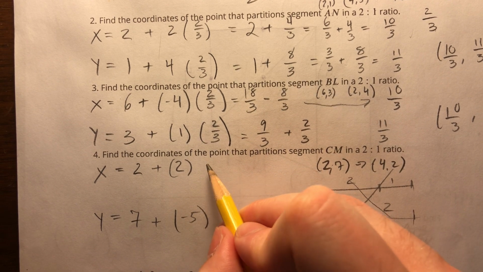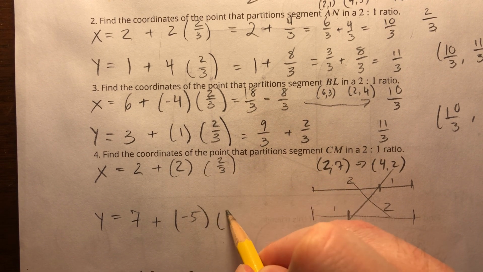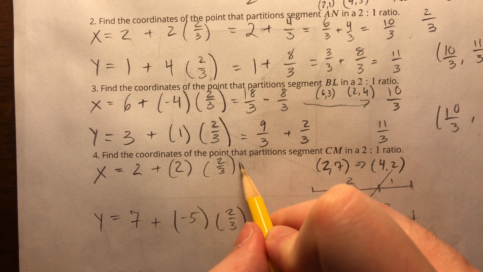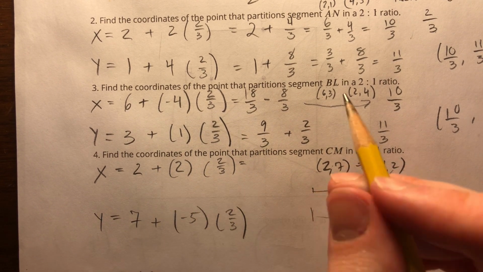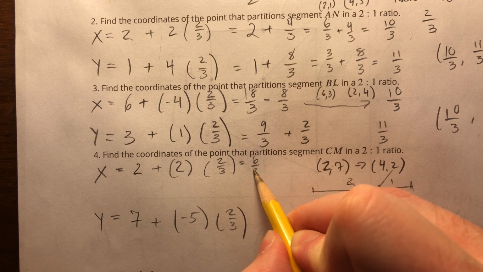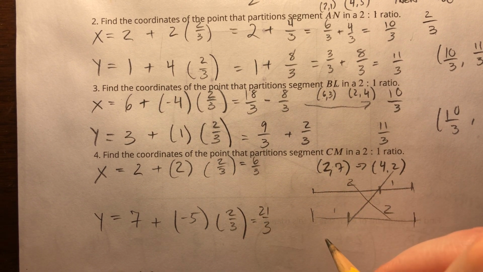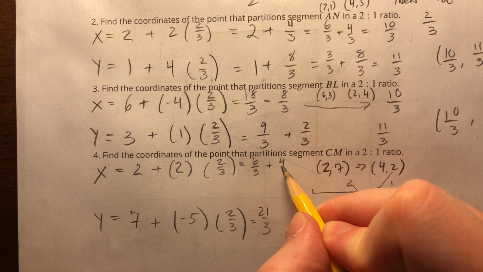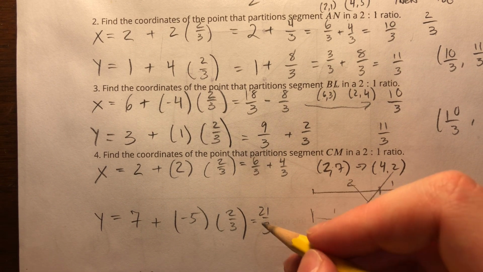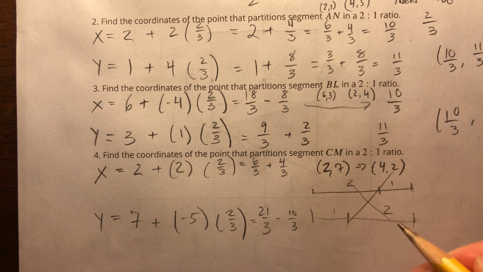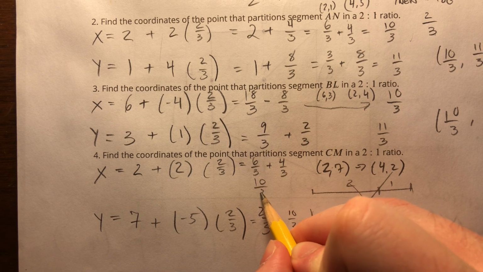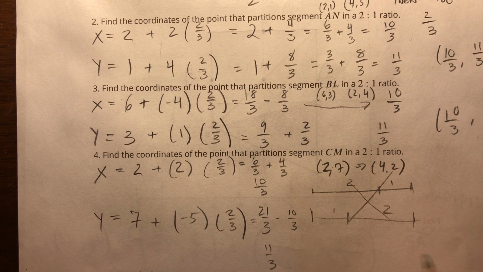All right, ratio remains 2/3, 2/3. I'm going to convert both of these to fractions. So that's 6/3. That's 21/3. 2 times 2/3 is +4/3. -5 times 2/3 is -10/3. So I get 10/3 and 11/3 here.